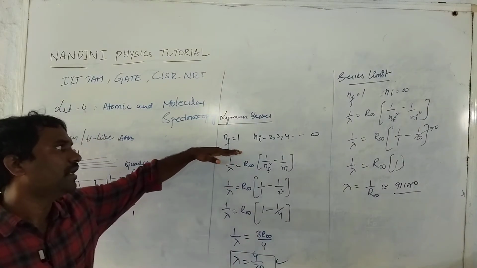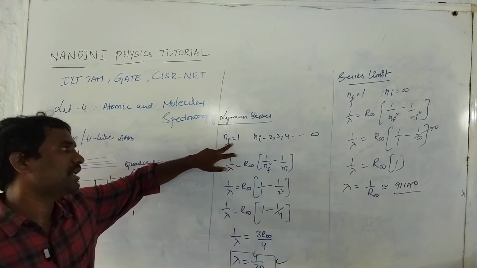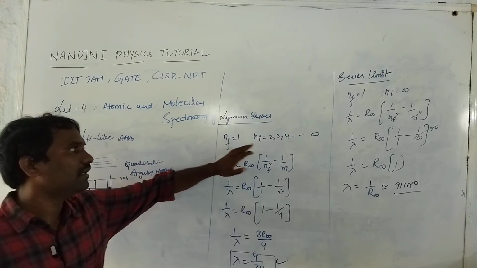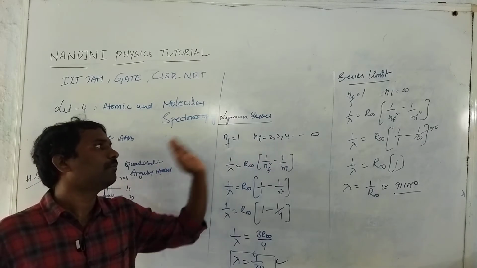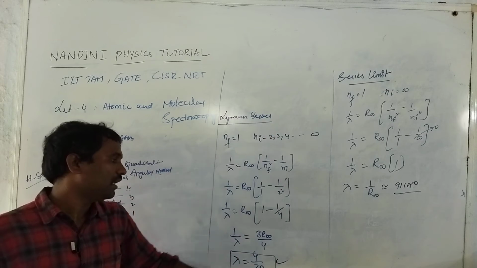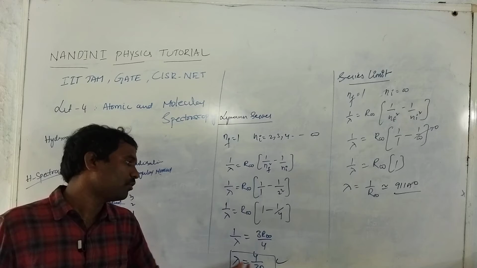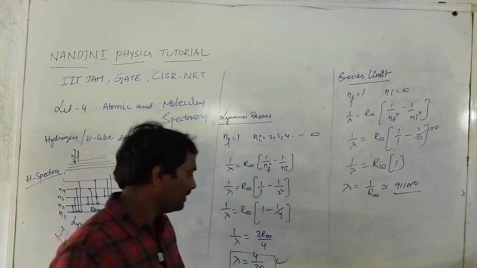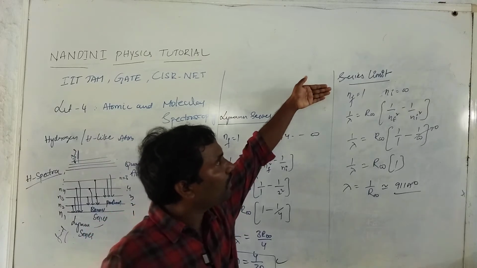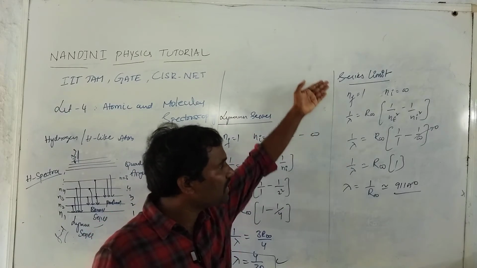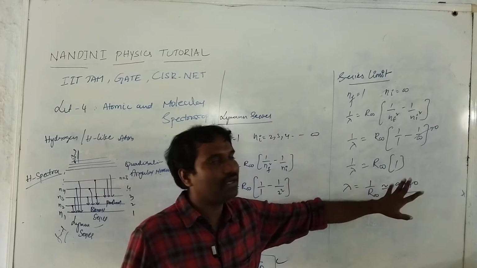Lyman series: the final state of the atom is represented by 1, and the initial state starts from 2, 3, 4 up to infinite. This is called the Lyman series concept. According to the Lyman series, the wavelength is lambda is equal to 4 by 3 R infinite, the Rydberg constant. From that we want to find out the series limit also. The series limit value of lambda for the Lyman series is 911 angstrom.